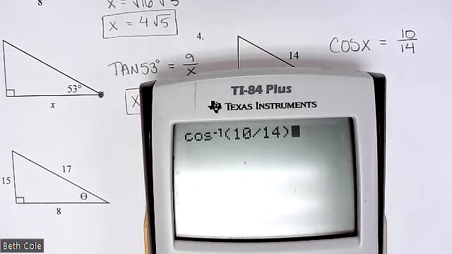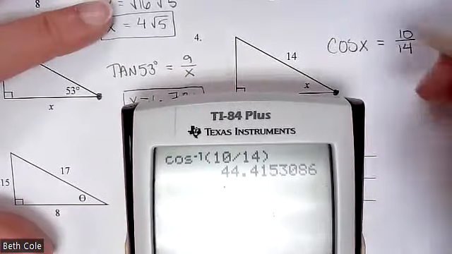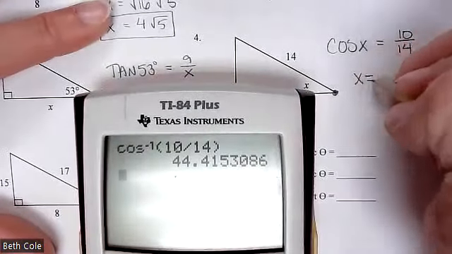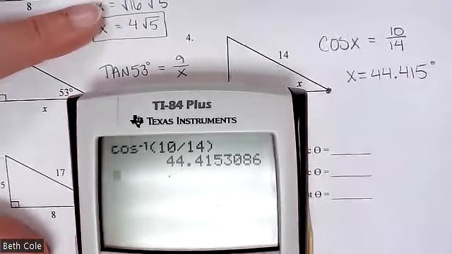So when you're looking for the angle, it's an inverse. So second, and then your trig function. So I got 44.415. Is that good? Okay. And I would not mark this wrong at all if you didn't put the degree symbol.